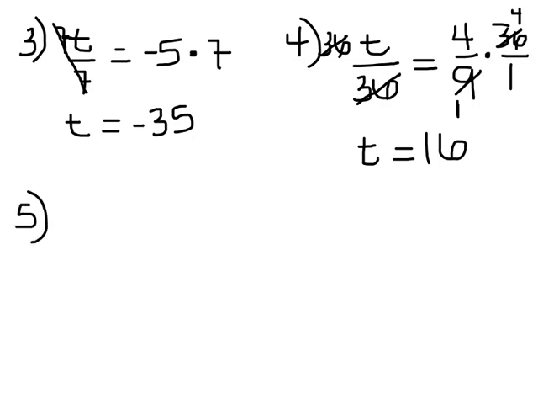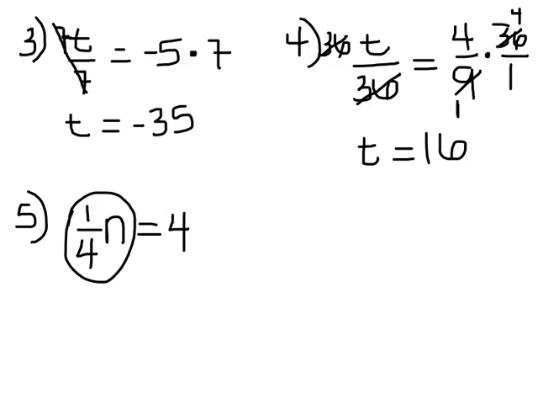In example 5, we're given 1/4 n equals 4. In this example, we're given a fraction of 1/4 times n. So we're given a fraction times n. In order to undo this multiplication, we'll multiply by the reciprocal of 4 over 1 on both sides.